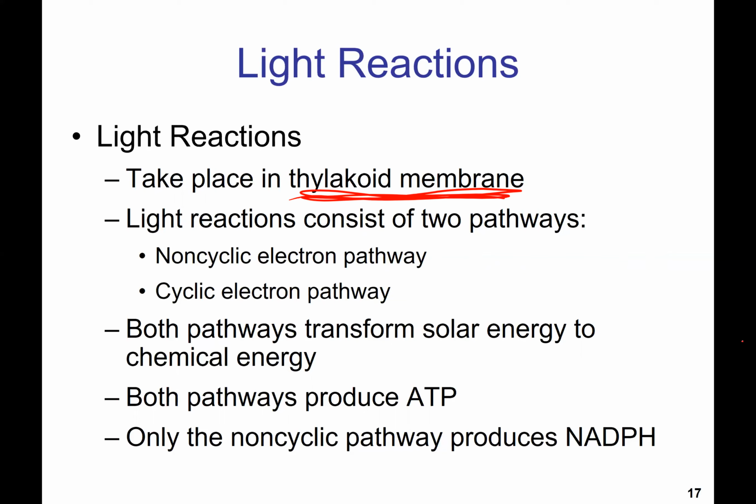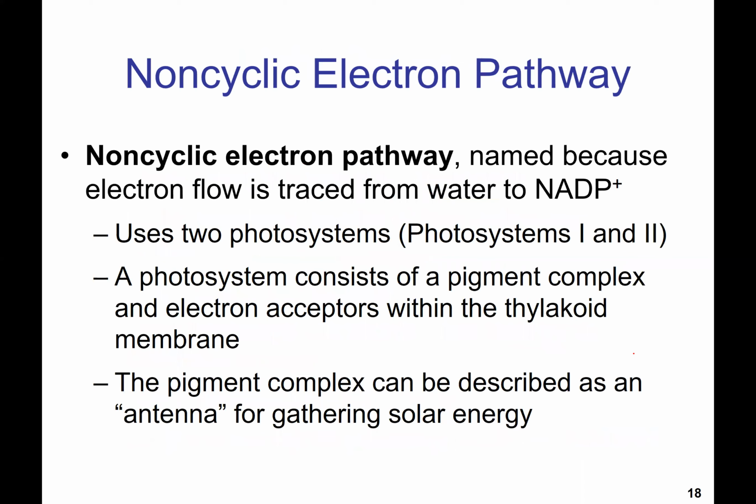We're not really going to spend a lot of time on them, but just know that both of those take solar energy to chemical energy in the form of ATP. And then we are also going to get some NADPH that is going to be important. The non-cyclic electron pathway is named because water goes in, NADP goes in, and we get some NADPH and oxygen from it.